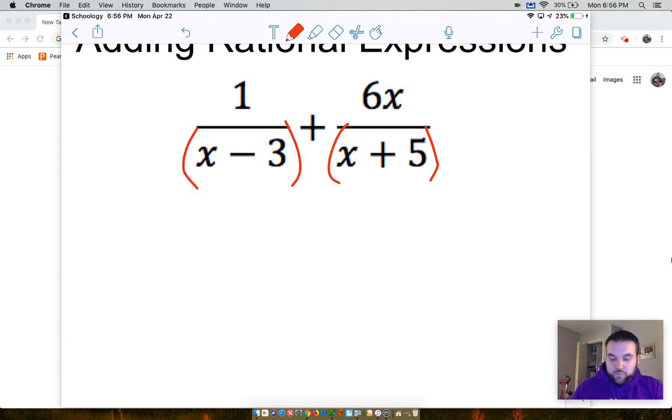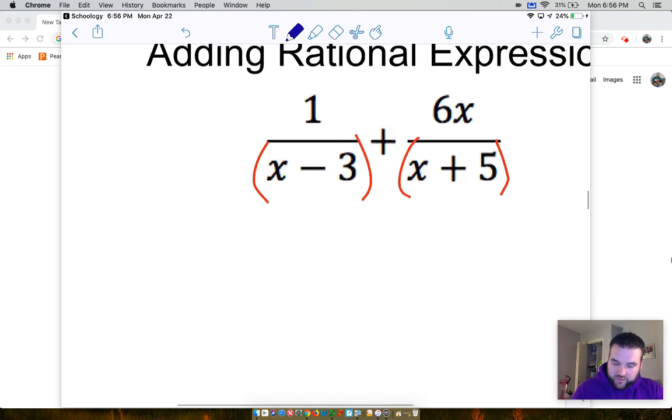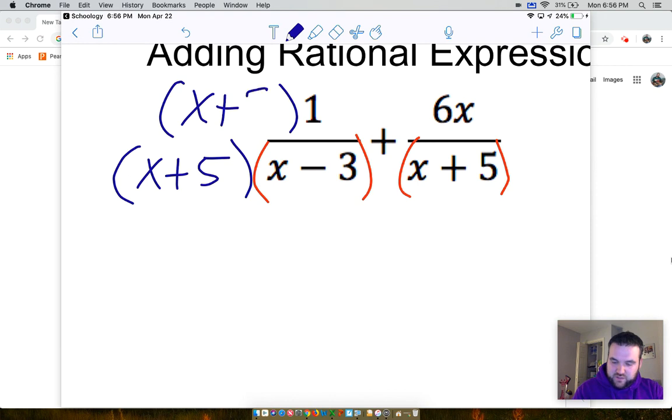So this first fraction, the way I think of it is, what does this fraction not have that the other fraction does? Well, the second fraction has x plus 5, and I don't see x plus 5 in the first fraction at all. So I know I'm going to multiply this by x plus 5. If I do that, anything I do to the denominator, I need to also do to the numerator. Now, this denominator is both x plus 5 and x minus 3.